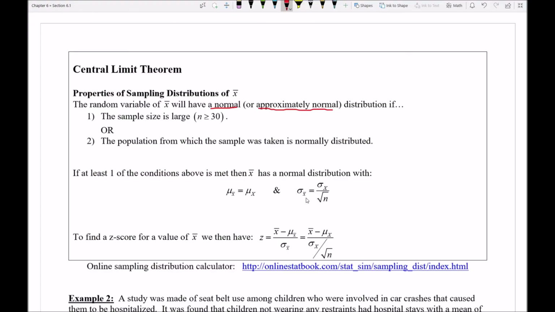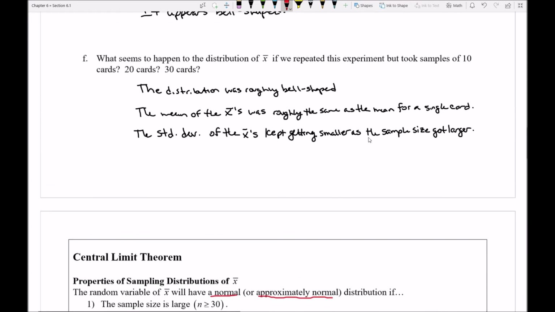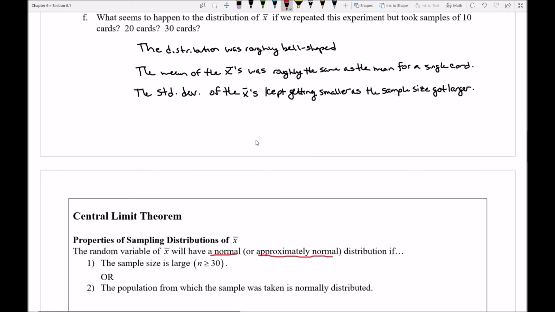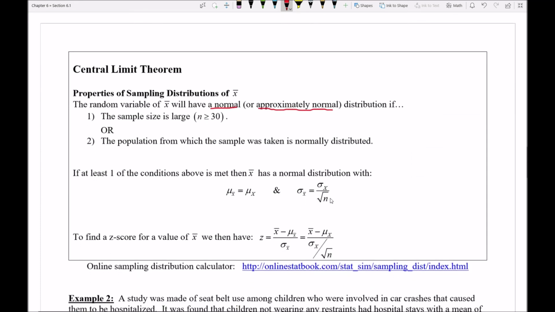In addition to that, the standard deviation for my X bar picture is not the same as the standard deviation for the other, but it's related. And it's related by saying the old standard deviation would always be divided by the square root of the sample size. This might explain why as the sample size continued to get larger and larger, the standard deviation of the X bars kept getting smaller and smaller. If I throw a bigger number under here, this right side becomes a much smaller value, meaning that the standard deviation of the X bar becomes much smaller.